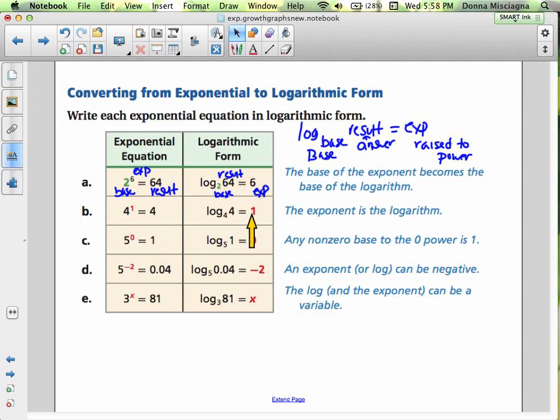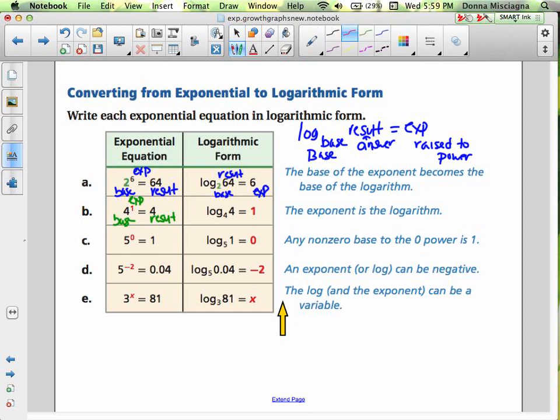Now we want to rewrite 4 to the first power equals 4. So this is our base. This is our exponent. This is a result. So 4 here is going to be the base in the log. Our result is 4. And so basically we're asking ourselves, what do we have to raise 4 to get 4? And then, of course, our exponent is the answer to the log statement. So the exponent is the logarithm. That's all logs are. Logs are exponents. We're just asking ourselves, what exponent is it?